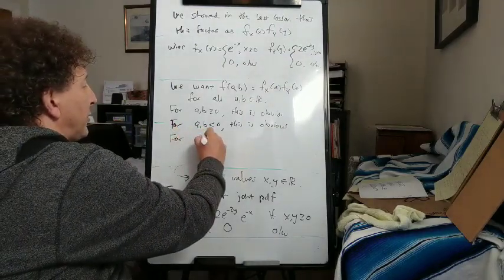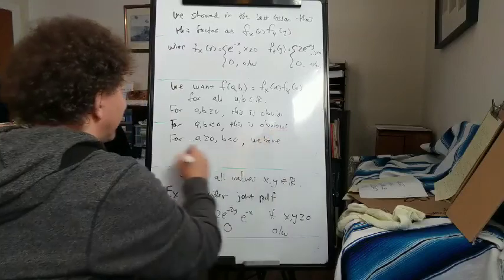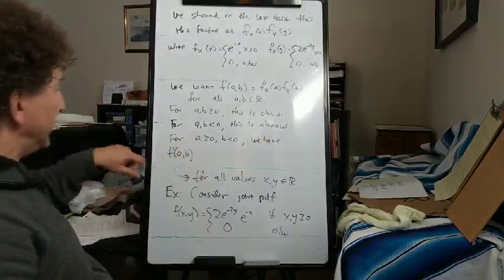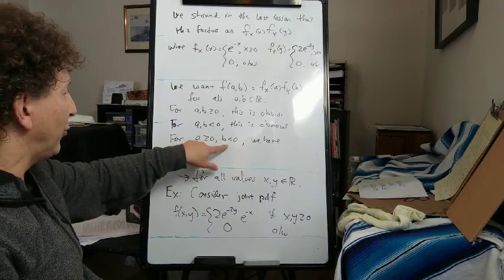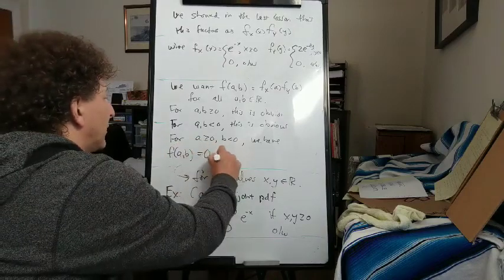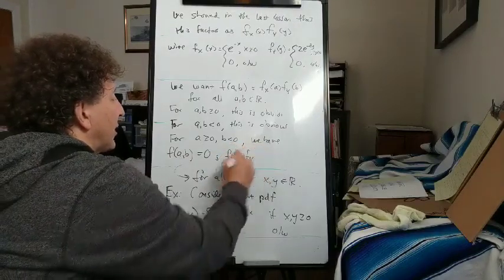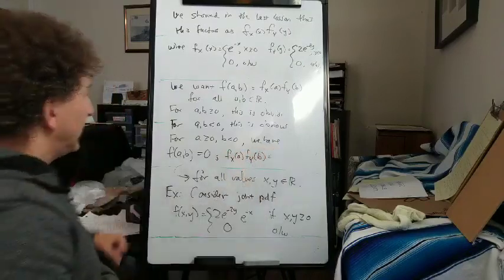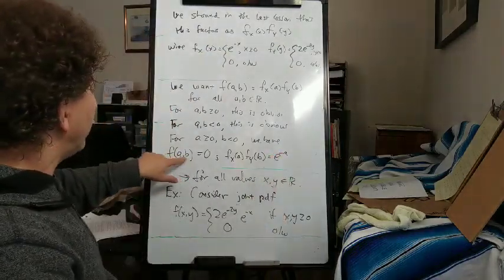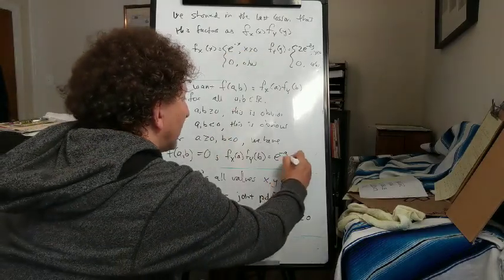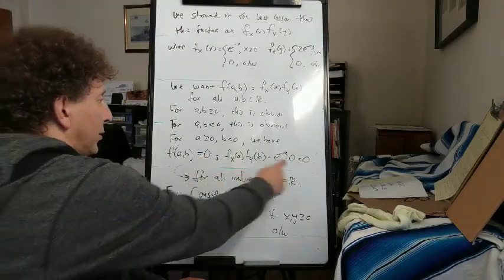So let's quickly look at what happens when a is greater than or equal to 0 and b is less than 0. So f of two numbers is this function if both of those numbers are greater than or equal to 0. If one is less than 0, then we get 0. And let's look at the product Fx of a times Fy of b. If a is greater than or equal to 0, then we have this formula, e to the minus a. And if b is less than 0, then we have 0. All right, so 0 equals 0, that's good.